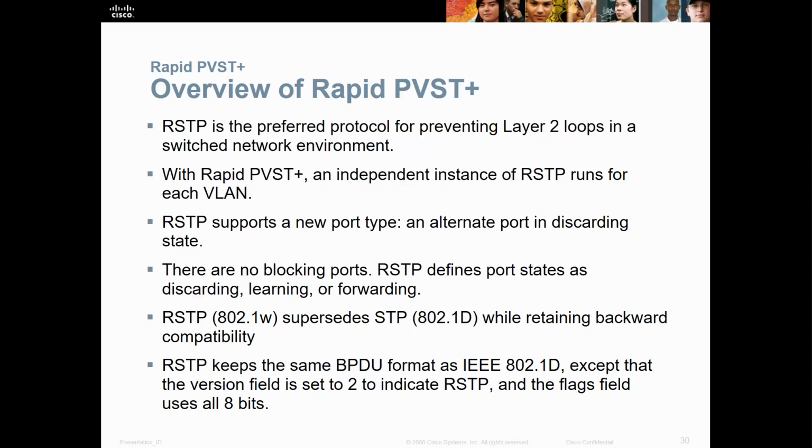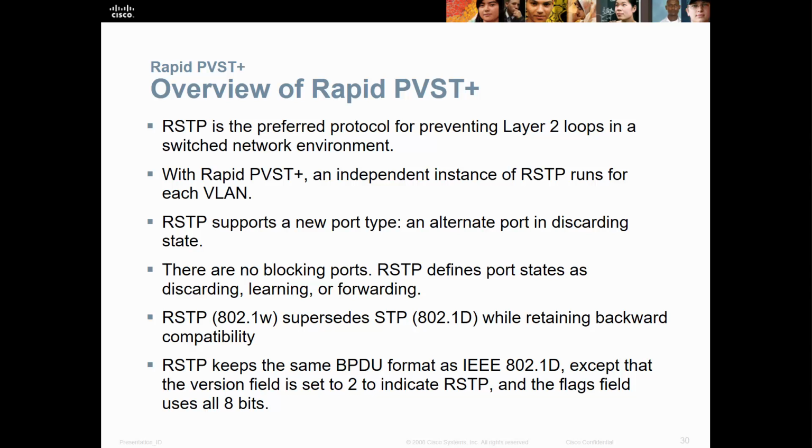So let's talk about rapid per VLAN spanning tree plus. Again, all of these are preventing layer 2 loops, but rapid PVST is an independent instance of rapid spanning tree that runs for each VLAN. RSTP supports a new type: an alternate port in a discarding state. There are no blocking ports for this. RSTP defines port states as discarding, learning, and forwarding, even though the 5 states that we just learned are the common ones that are normally tested on.